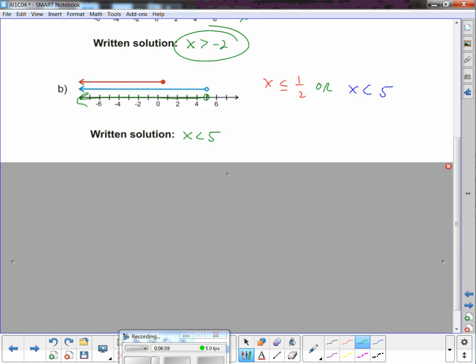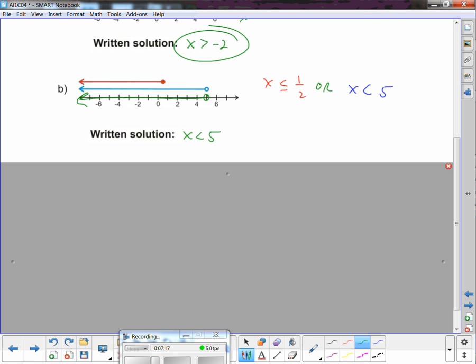And again, if you were to write your answer, it would be the x less than 5 inequality. So again, is 4 part of the solution? Yeah, it belongs to the blue one. It's part. How about 3? Is that part of the solution? Yeah, 3 belongs to the blue one. How about 2? Yeah, 2 belongs to the blue one. How about 1? Yeah, 1 belongs to the blue one.